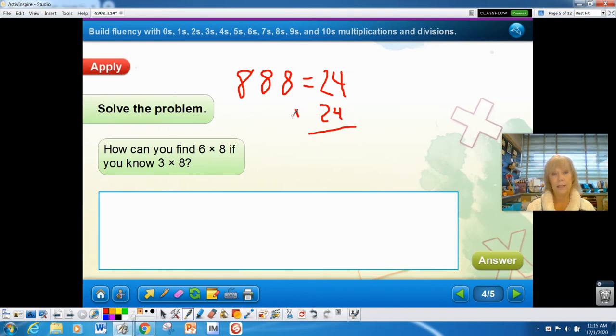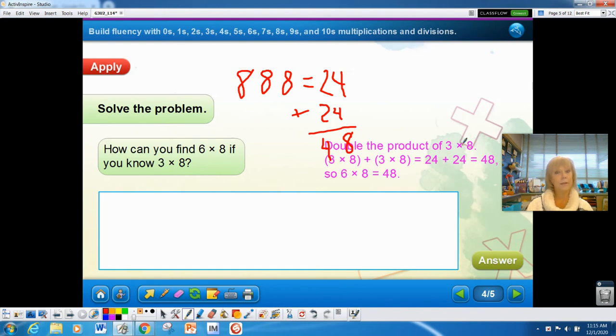So we're going to do that again. Okay, so 4 plus 4 is 8. 2 plus 2 is 4. So now we know that by doubling 3 times 8 with the product, we get 6 times 8. Let's see if our answer is correct. Oh, double the product of 3 times 8.